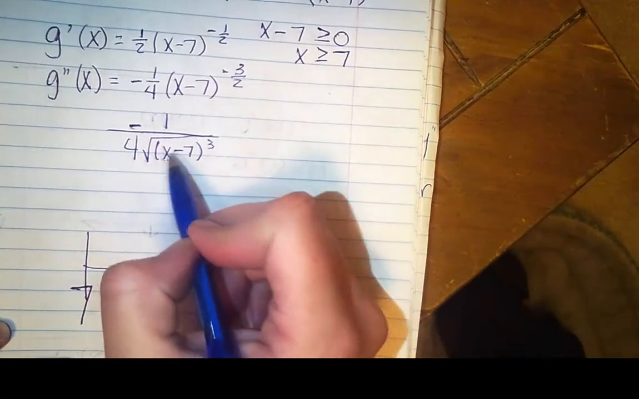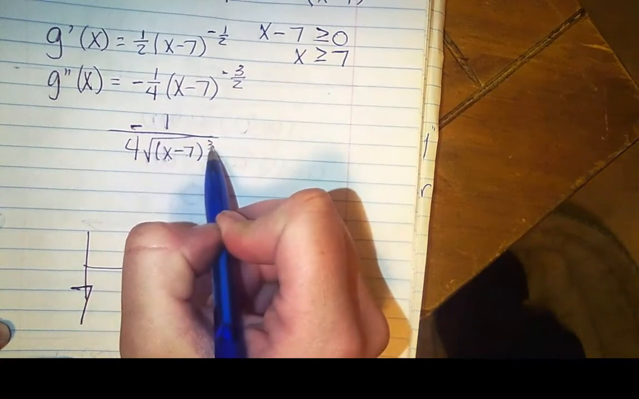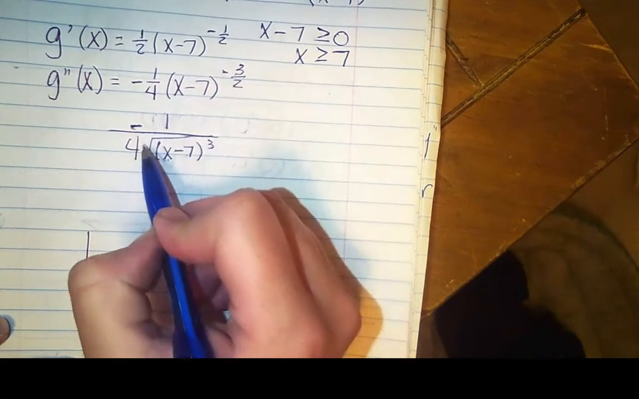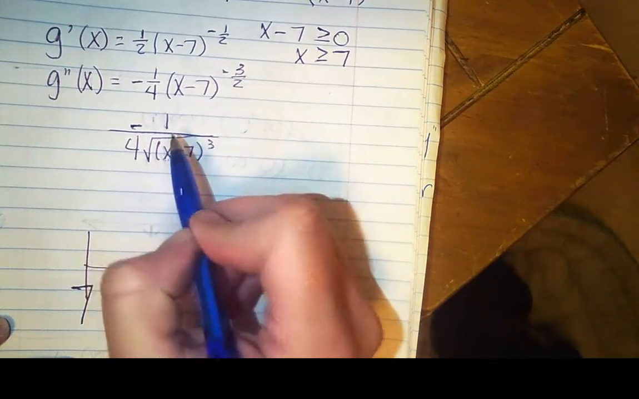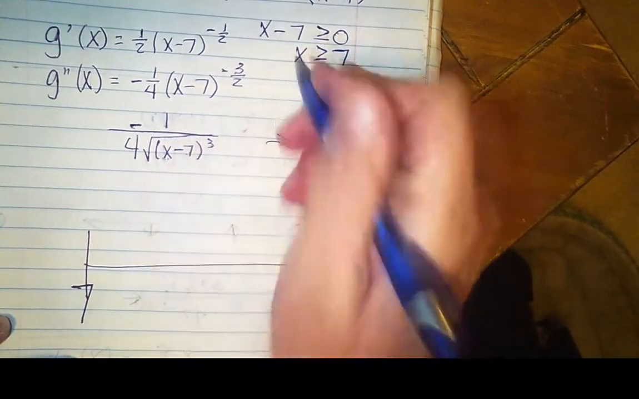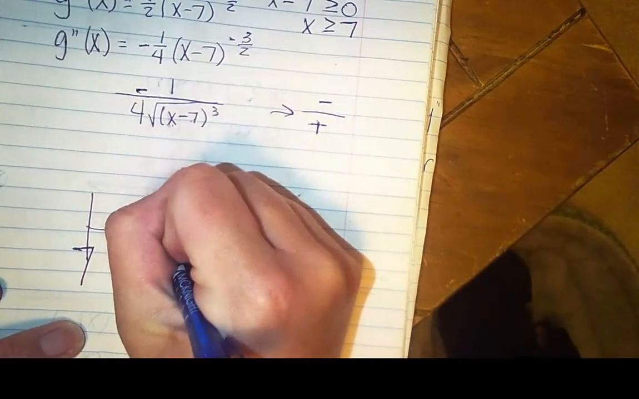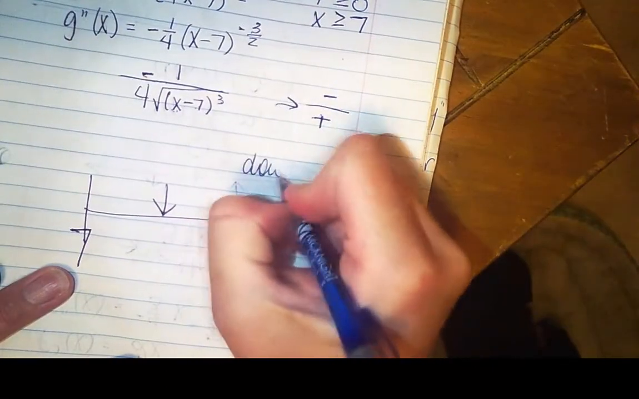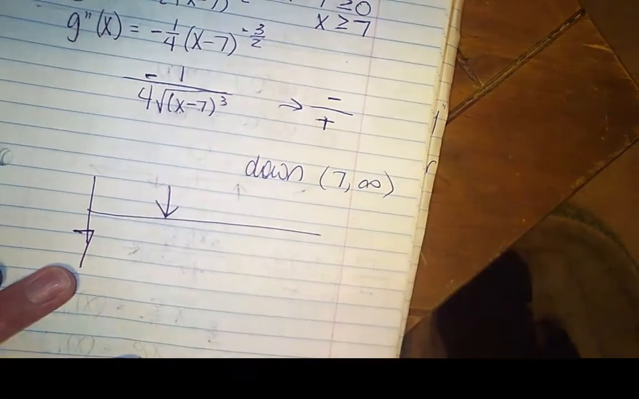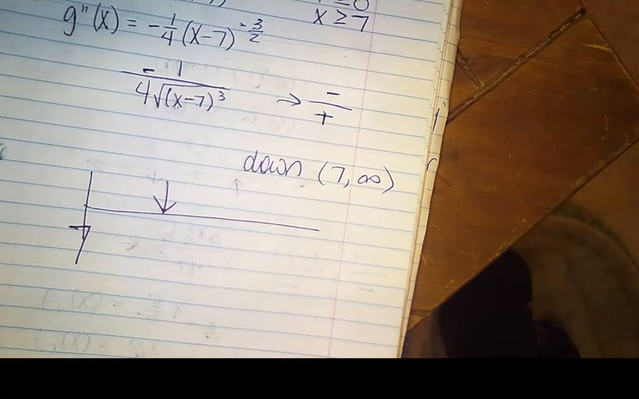So grab me a number over here. So let's go 100. Okay, 100 minus 7 is going to be positive. A positive cubed is positive. The square root of a positive is positive. And a positive times 4 is positive. So when I shove in a positive number bigger than 7, my numerator will be negative. My denominator will be positive, which means this thing is concave down. And so on the interval from 7 to positive infinity, he is concave down his entire life.